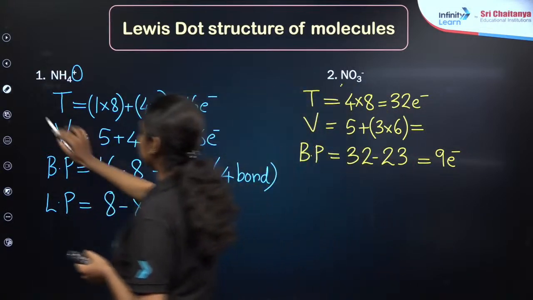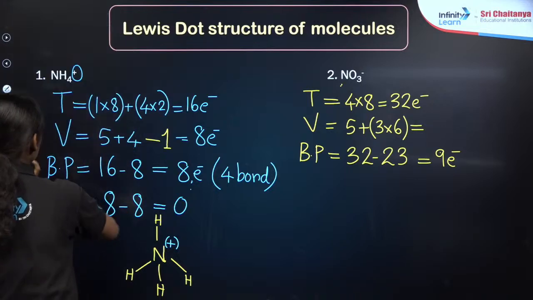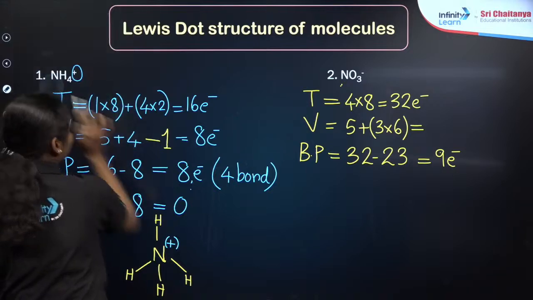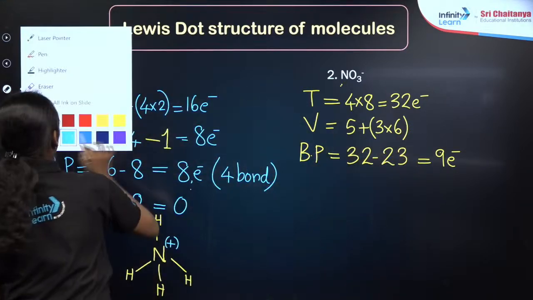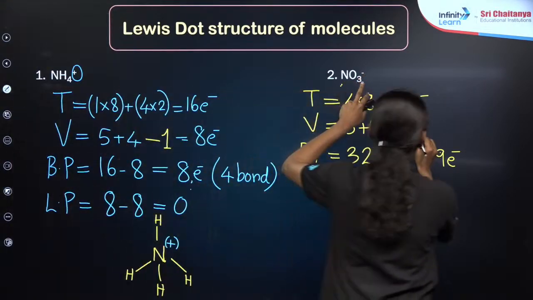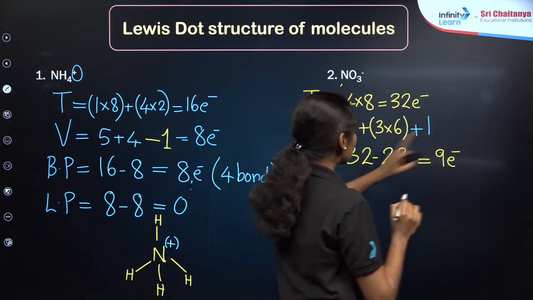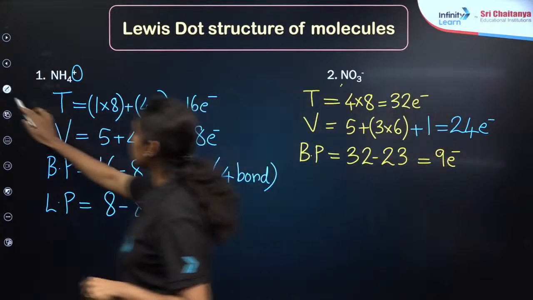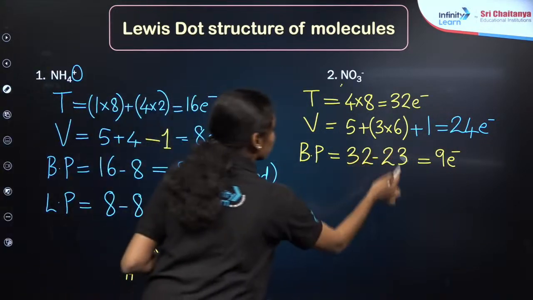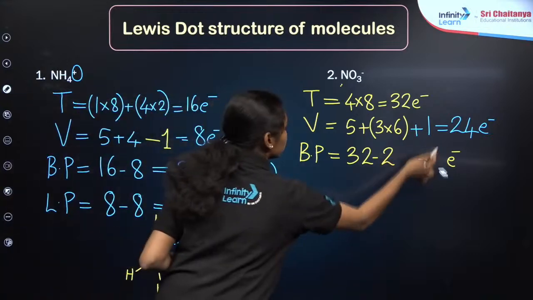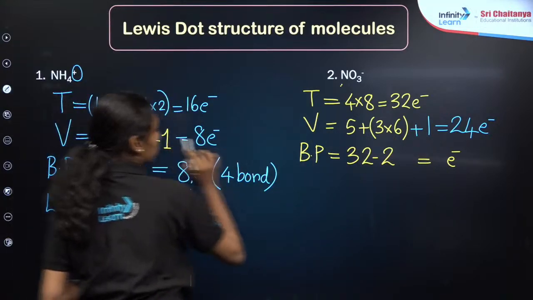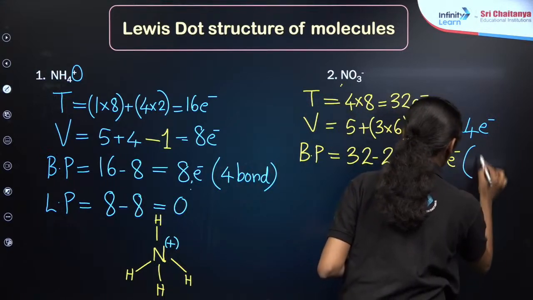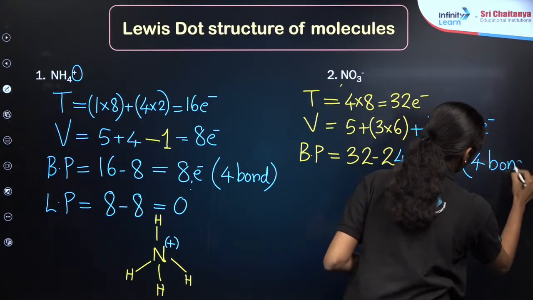There is a minus charge present, right? So you have to add the unit negative charge here. Okay, you have to add plus 1 here. Then how much will it become? 23 plus 1, 24, right? So by taking the difference here, you get 32 minus 24, that is equal to 8 electrons, which represents 4 bonds, right? 4 into 2, 4 bonds.